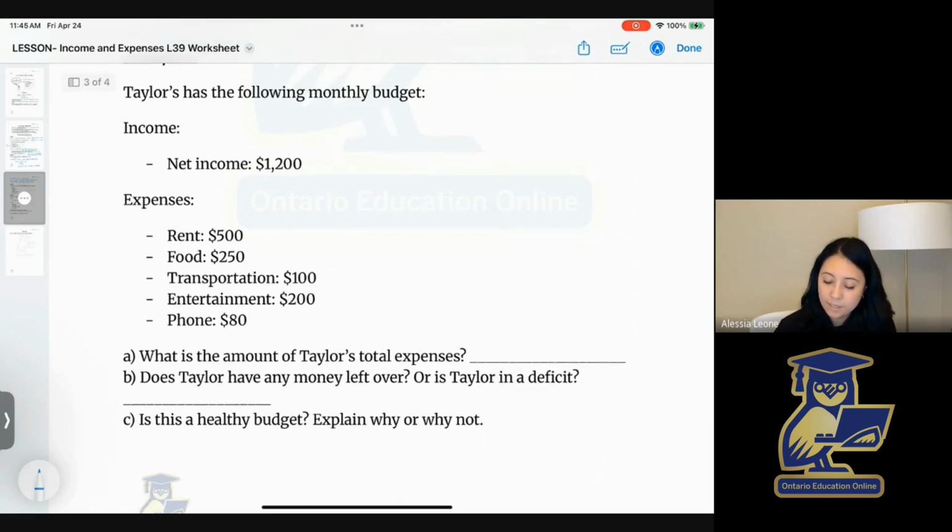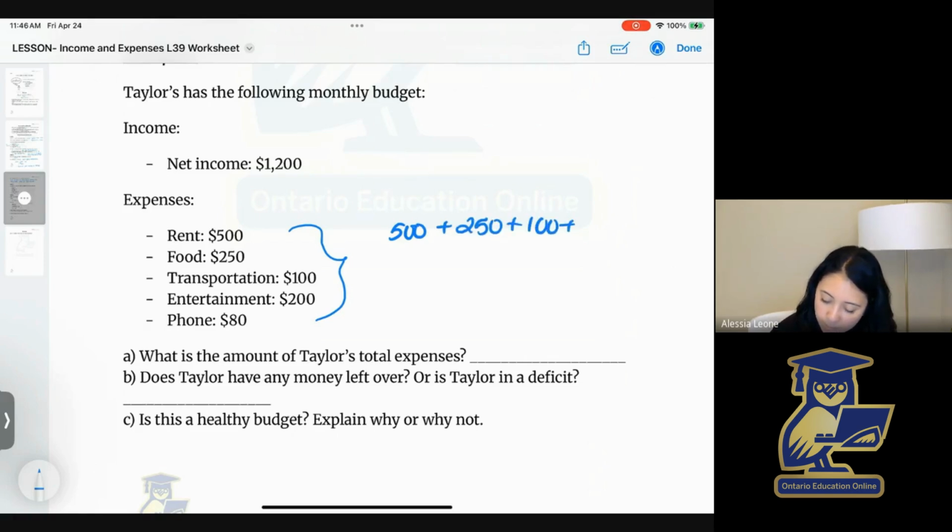What is the amount of Taylor's total expenses? So we have to add all of her expenses together. If we had 500 plus 250 plus 100 plus 200 plus 80, that will give us, so Taylor's total expenses is $1,130.